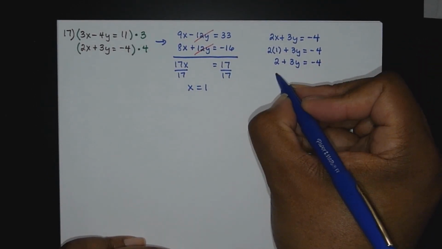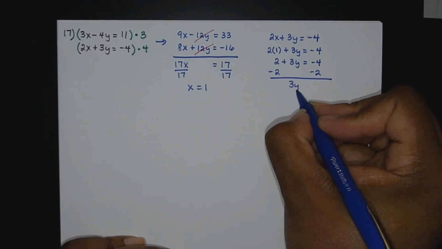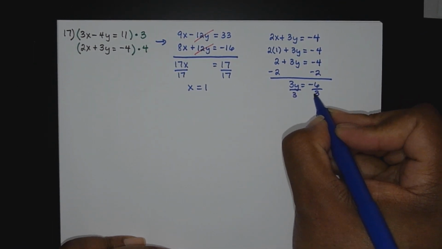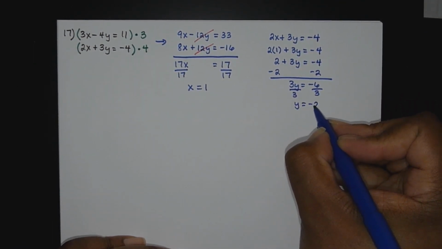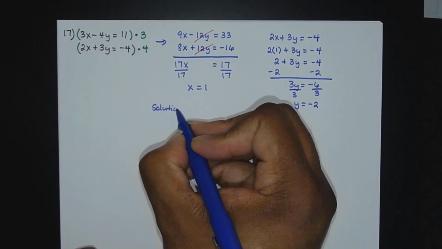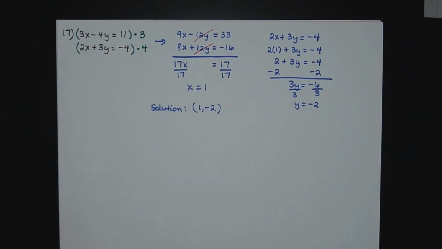And then to get 3y by itself, I need to subtract 2. So 3y is equal to negative 6. Divide both sides by 3. You're going to get y is equal to negative 2. So the solution, or the ordered pair that satisfies this system of equations, would be 1, negative 2. Are there any questions about problem number 17?